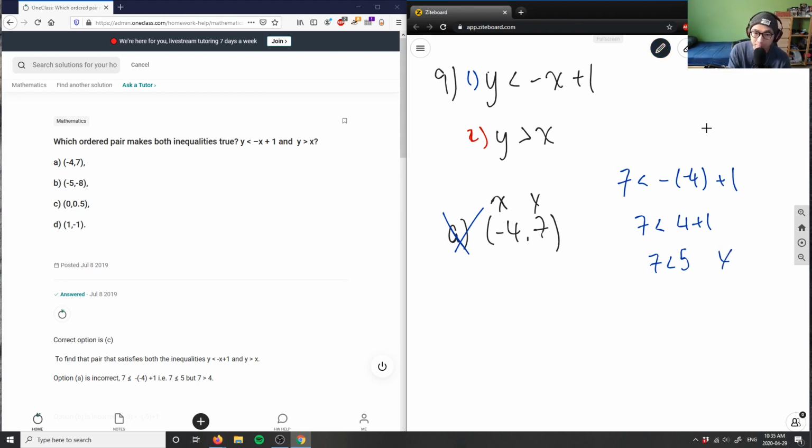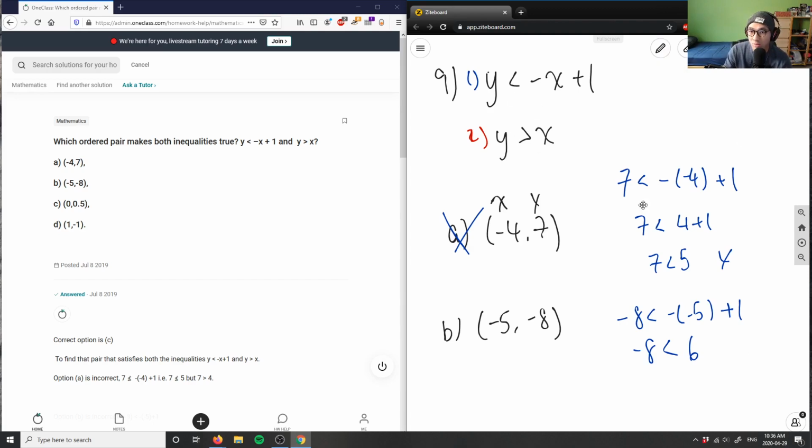I can look at B. It says negative 5 and negative 8. So again, y in this case is negative 8. Again, this is my y value. Negative 8 is my y value here, and I can say it is less than negative x plus 1, so negative (negative 5), which is positive 5, plus 1 is 6. So this works out, right? 6 is greater than negative 8, which is great.